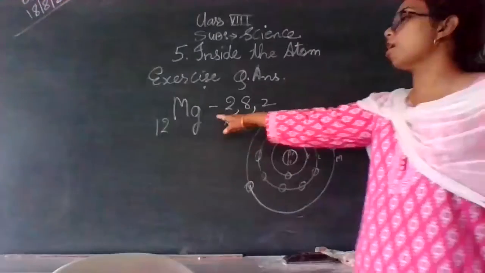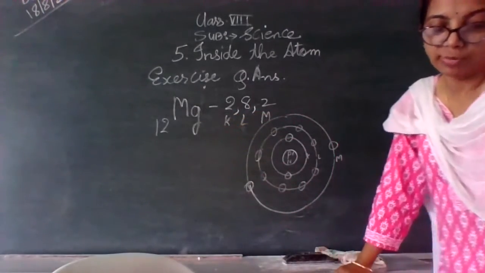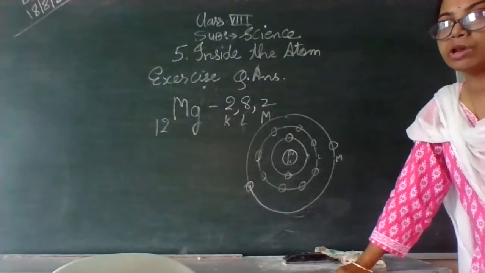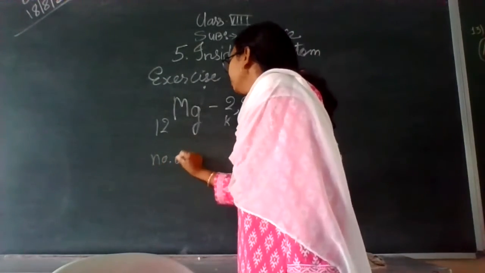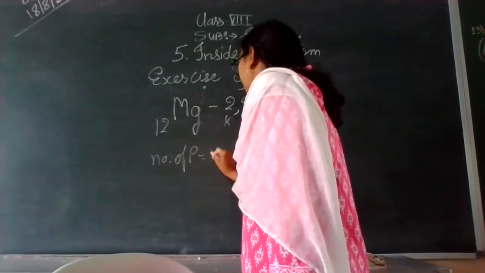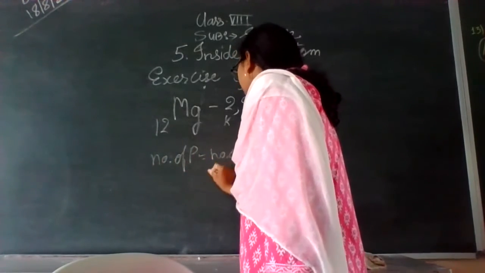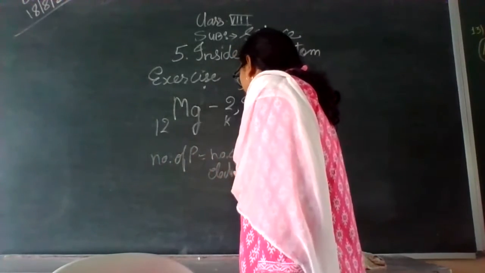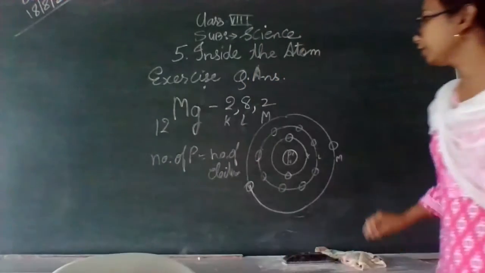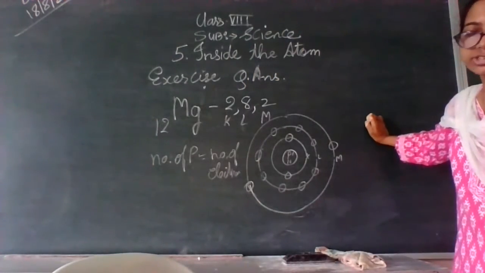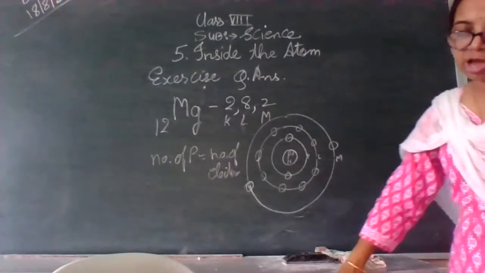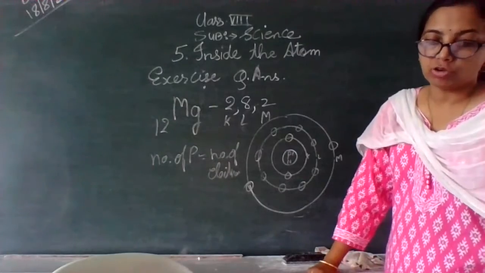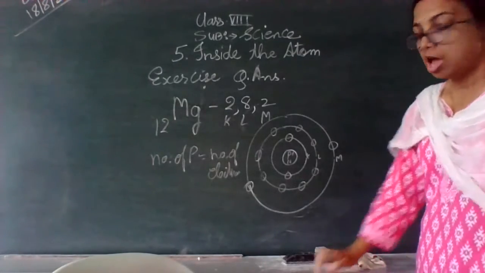This way you have to sketch the electronic configuration of magnesium. Okay, this is the symbol of magnesium, and the atomic number is already given. So the number of protons is always equal to the number of electrons, isn't it? In that case, we can draw this type of structure of the atom of magnesium. Next diagram you have to draw is the electronic configuration of argon.